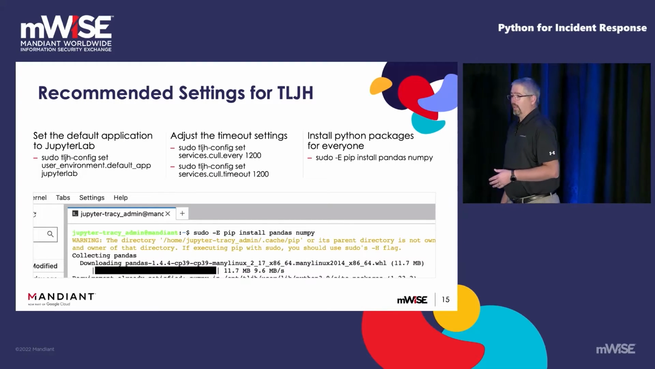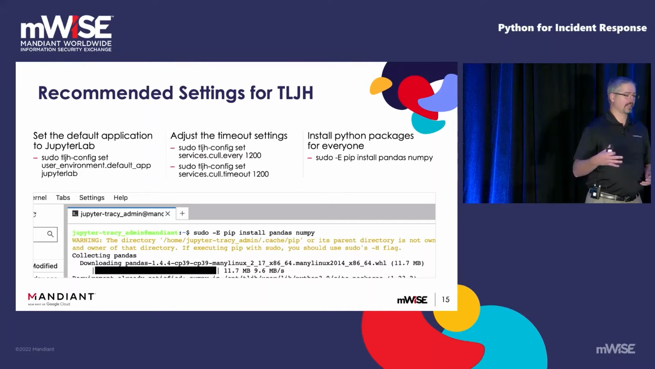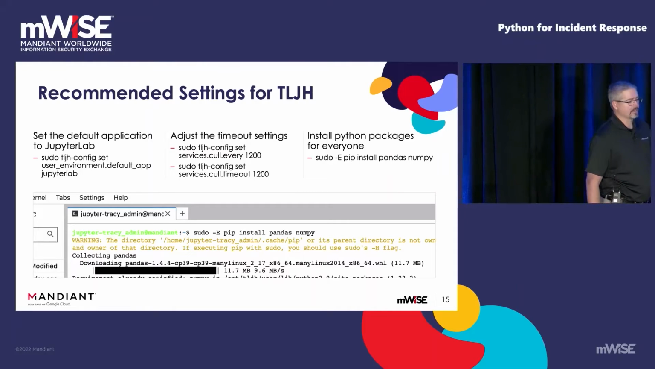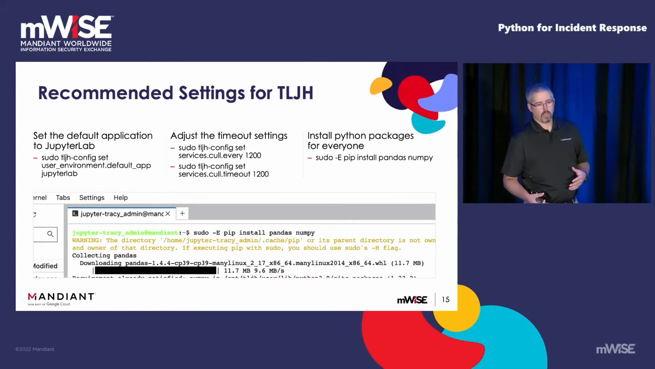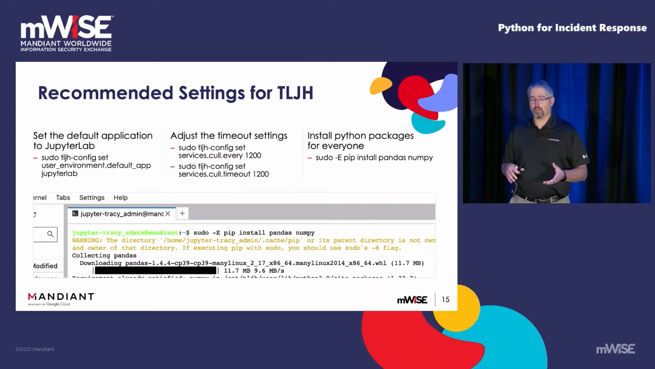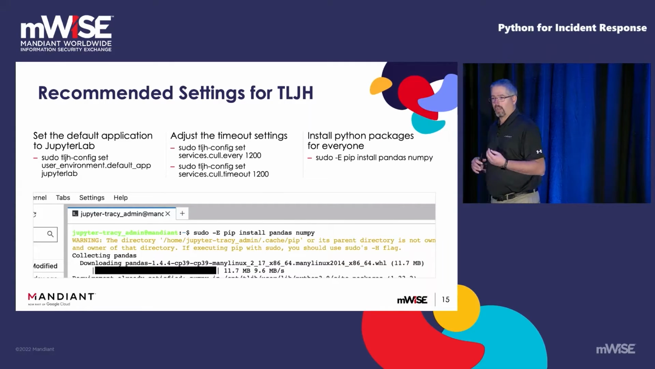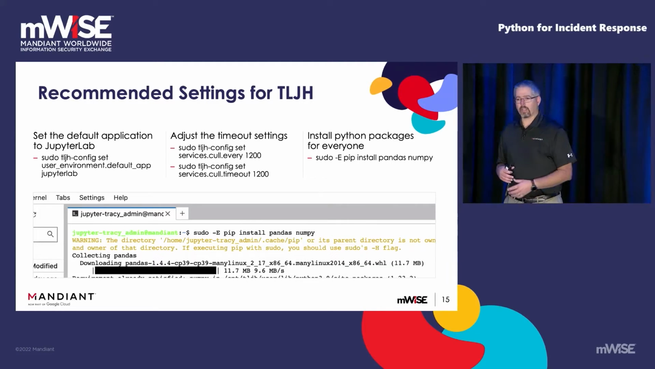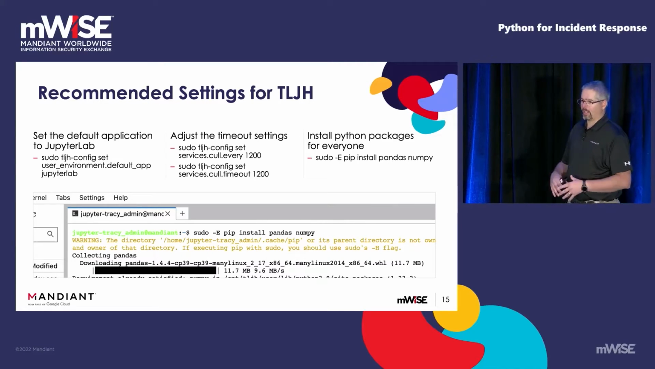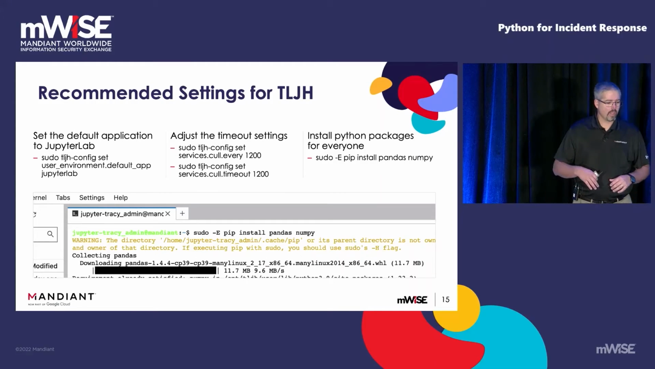So we've got this, we stood up the server. There are a couple things that I always recommend changing. One, the Littlest Jupyter Hub has some default configurations that are not optimal for usually an incident response team. One, change out the default app to JupyterLab. That way they log in directly to their notebook, and you're going to see their notebook down here at the bottom. Two, change the timeouts.